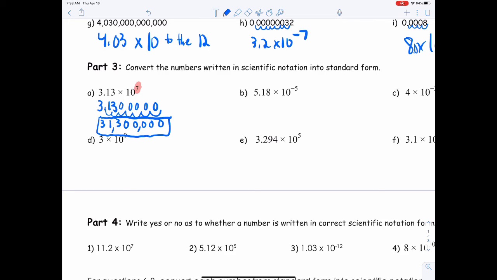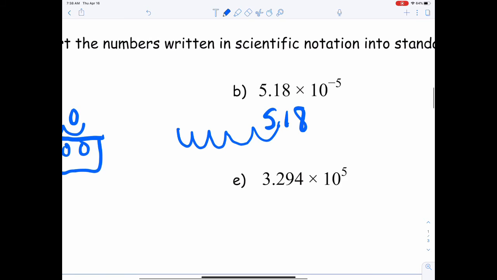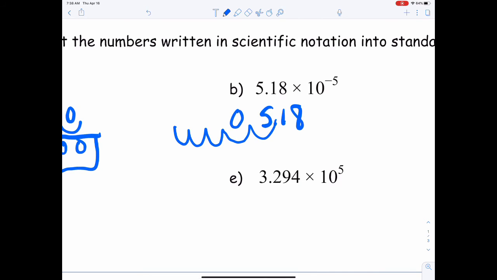We're going to move the decimal over 5 times to the left because it's a small number. 5.18. So here we go. 1, 2, 3, 4, 5. And then we'll put a 0 between each jump. 0 there, 0 there, 0 there, 0 there. Now the decimal point is right here. So we're going to have point 0, 0, 0, 0. There's 4 zeros. 5, 1, 8. All right.